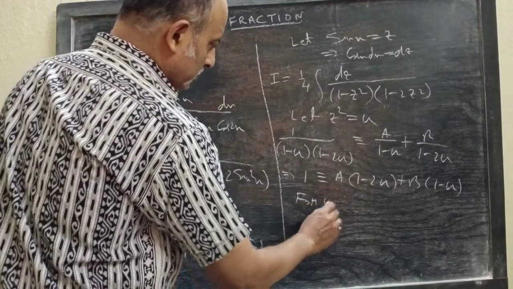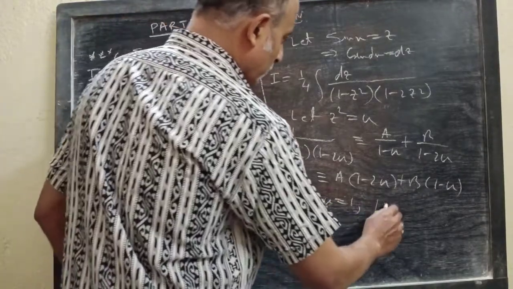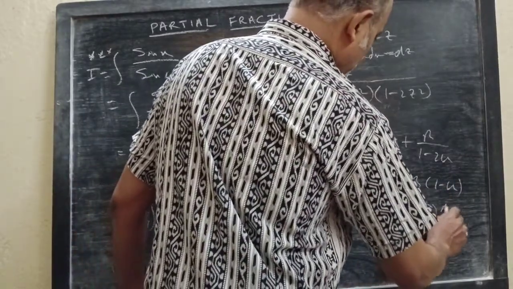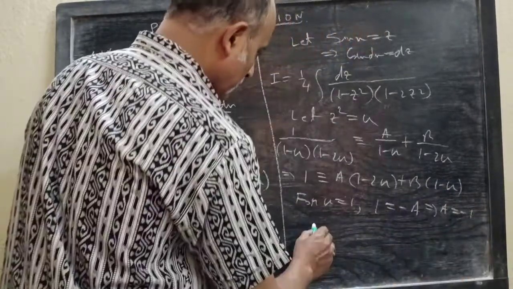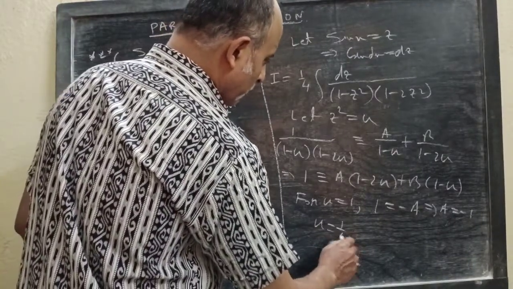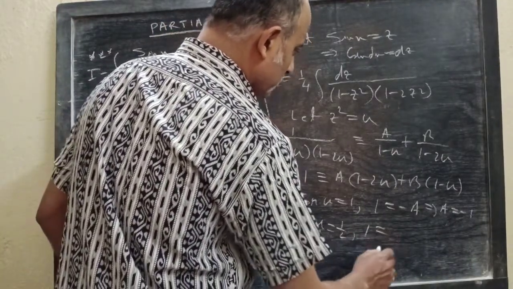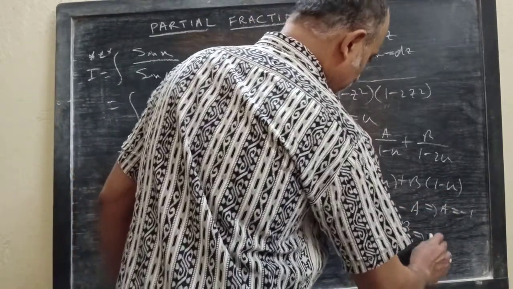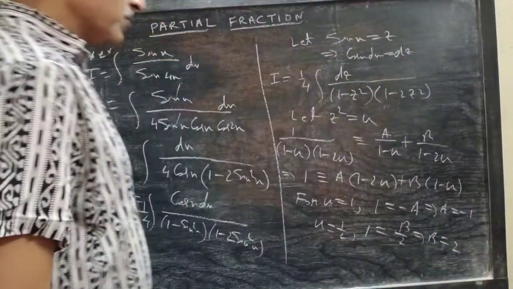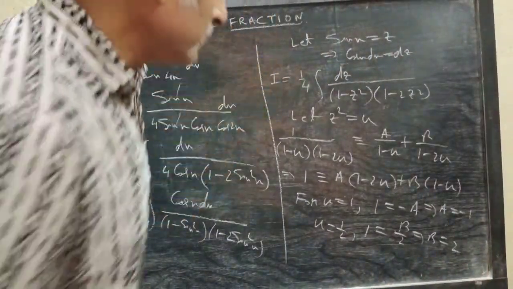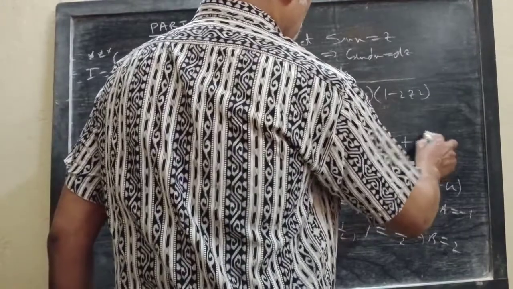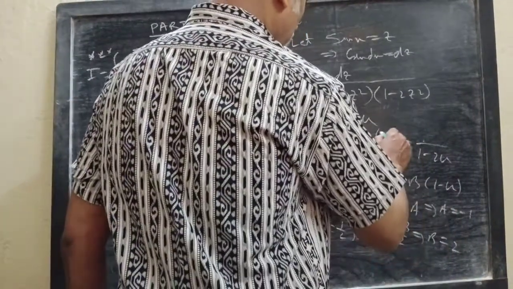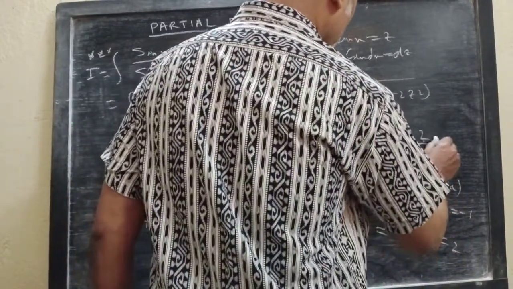For u equals to 1, we get 1 is equal to minus a, as this vanishes. That is a equals to minus 1. For u equals to half, 1 equals to b into (1 minus half), that is b by 2. So b equals to 2. Now let us substitute the values. a is minus 1 and b is 2.